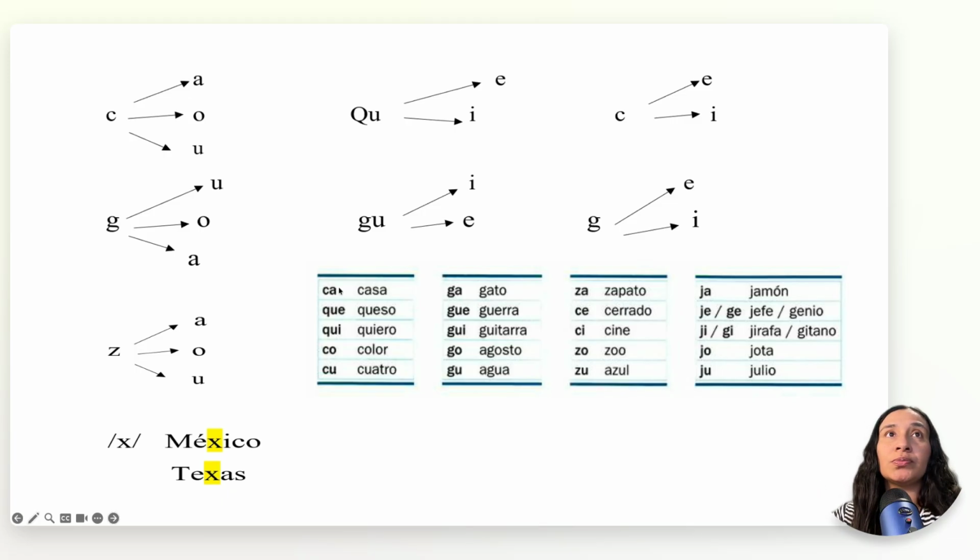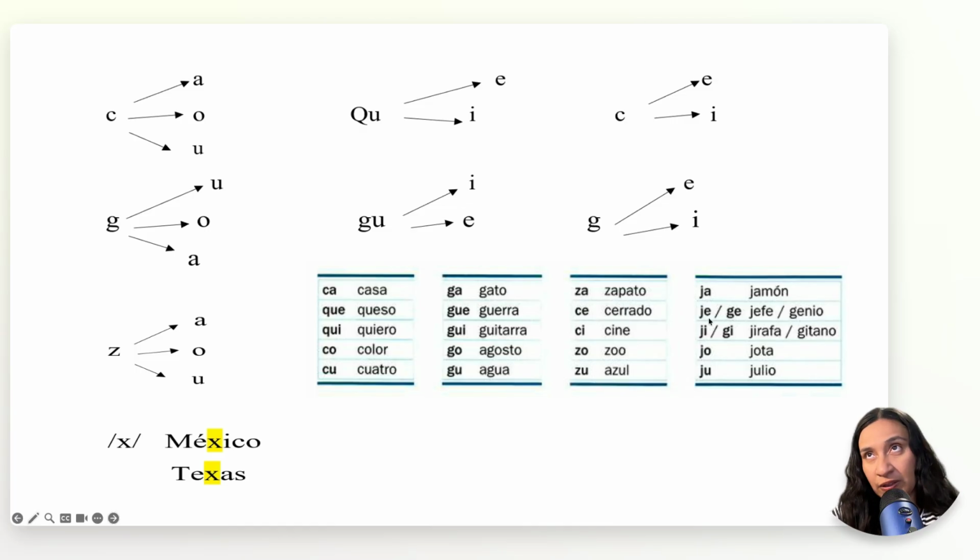Yeah, so don't forget this: CA, CO, CU. But in order to have those sounds with the E and the I, you have to use QU. QUE, QUI. So ke and ki. Ga, ge, gi, go, gu. Sa, se, si, so, su.